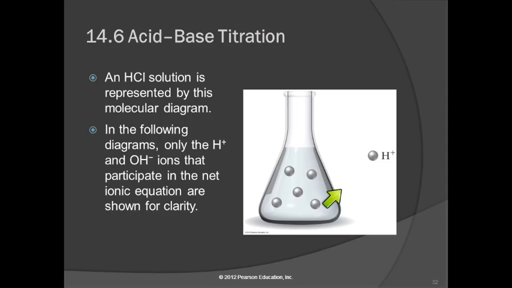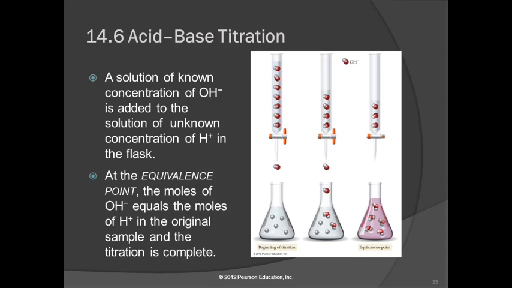So here we have an HCl solution, and so we've got these hydrogen ions in the flask. Then we're going to use our burettes, and the burettes are going to have sodium hydroxide in them. And again, we're not going to have the sodium ions in the pictures because they're just spectator ions and they don't participate in the reaction. So we can just pretend they're not there. So here are the hydroxide ions in the burette.